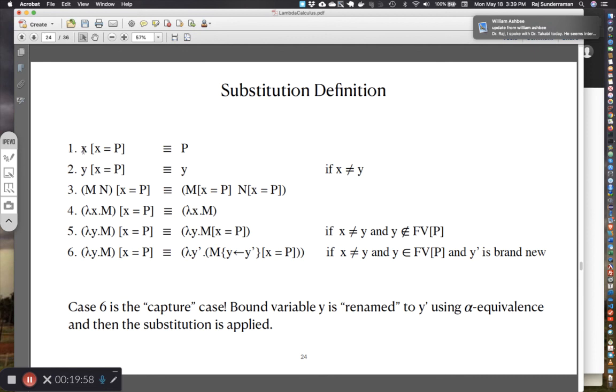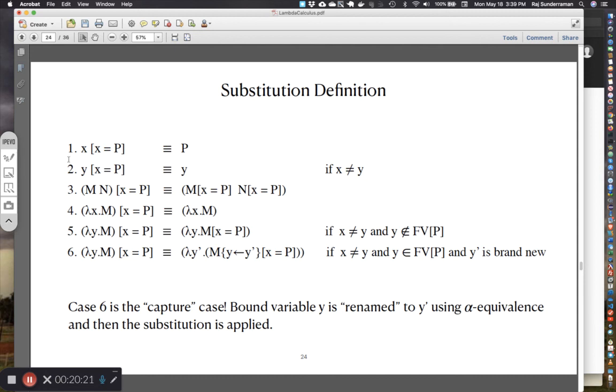Here the first two, 1 and 2, are in the same group. 3 is in a group by itself, and then 4, 5, 6 is in one group. The reason is the left hand side, the term on which we do the substitution, is the same for 4, 5, 6. So let's look at each of these groups. The first group is a variable, x or y.